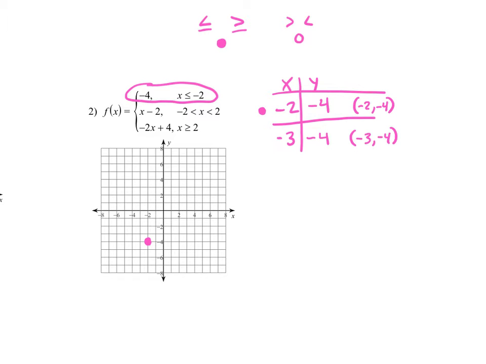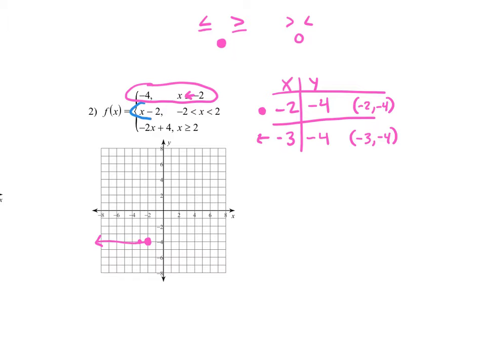-3, -4. Now which direction is our arrow going to go? To the left. Perfect. So we see our little inequality here points to the left, so we're going to go left. So we put our point at -3, -4, and go to the left. Once we graph it, we can move on to the next part.